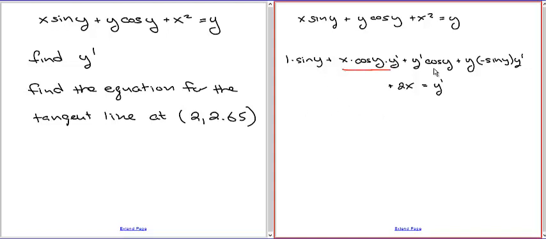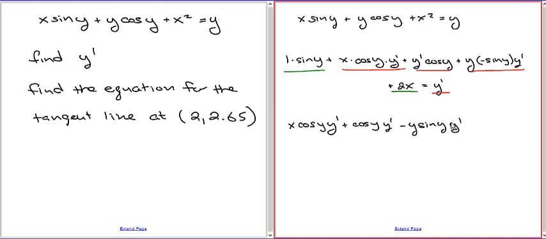Okay, so let's put the y prime stuff on the left-hand side, that one, that one, that one, and that one, and on the right-hand side, these two. So the first term is x cosine of y times y prime. And then we have cosine of y times y prime. And thirdly, we have negative y sine of y times y prime. And then we're going to bring that to the left-hand side, so that becomes negative y prime. And on the right-hand side, we're going to have negative sine of y, which is this term, and minus 2x, that term.